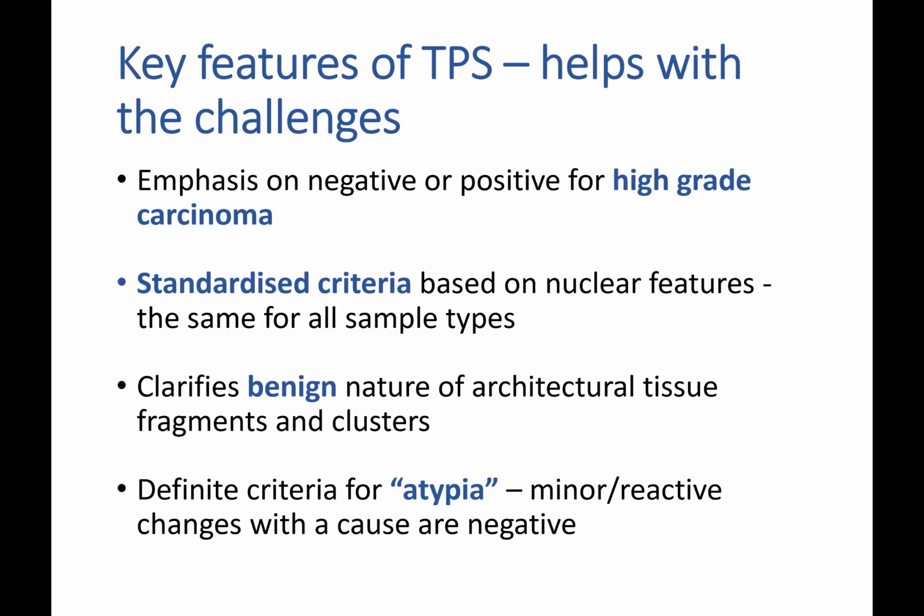The PARIS system includes standardised criteria based on nuclear features, and these criteria are the same across all sample types. The PARIS system clarifies the benign nature of architectural tissue fragments and clusters, provided there's no cytological abnormality. It also gives a definite definition for atypia and stresses that minor and reactive changes where a cause is present should be called negative for high-grade urothelial carcinoma.